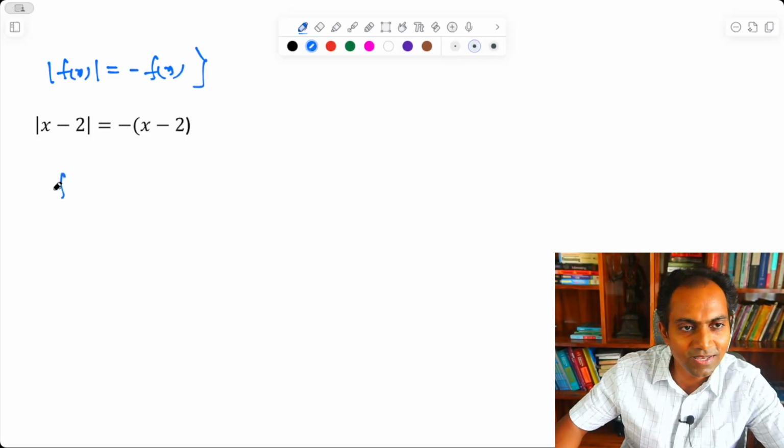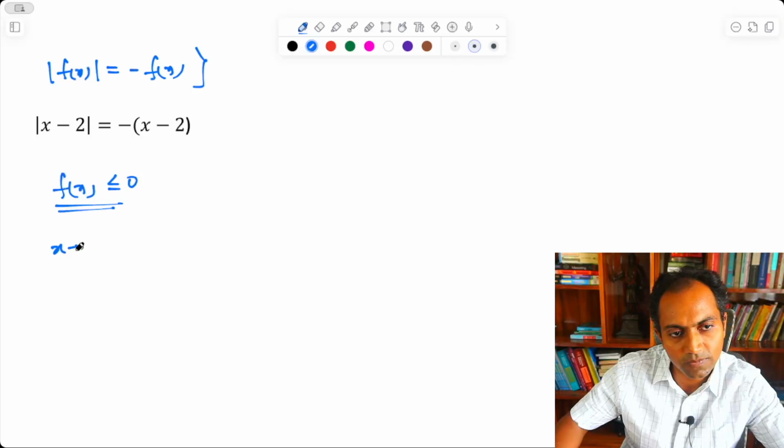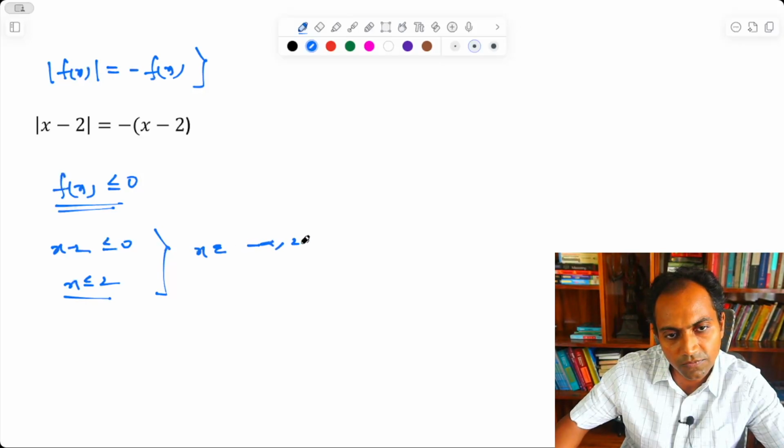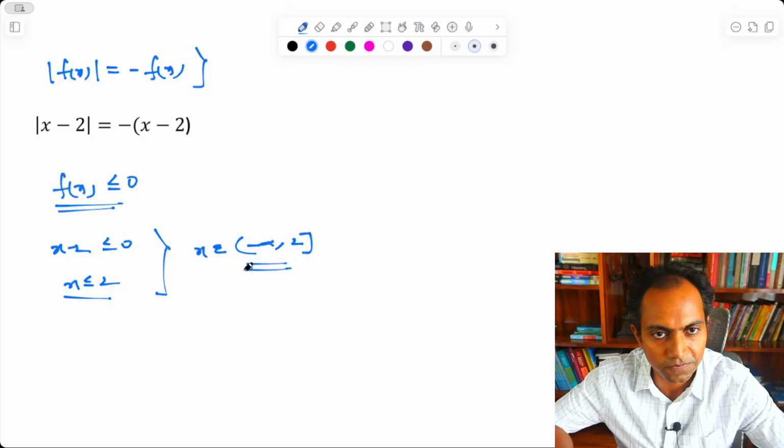So now here you can write this f(x) as smaller than or equal to 0. So what will happen here? x minus 2 would be smaller than or equal to 0. x becomes smaller than or equal to 2, which would mean any value of x smaller than 2, that would lie between minus infinity and 2, including 2, will satisfy this equation.